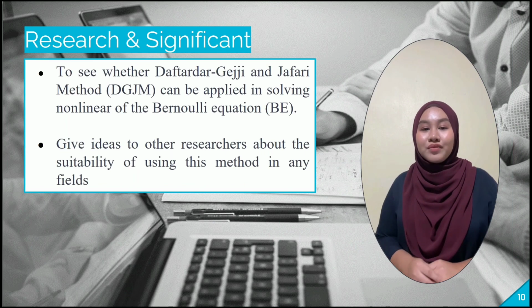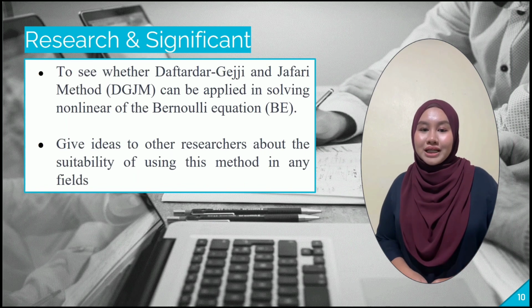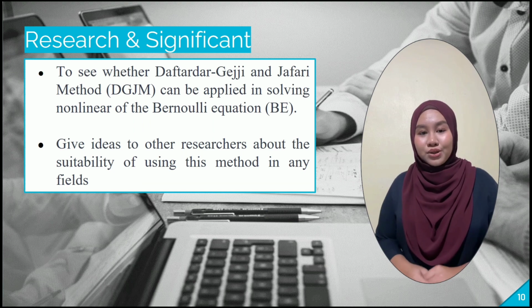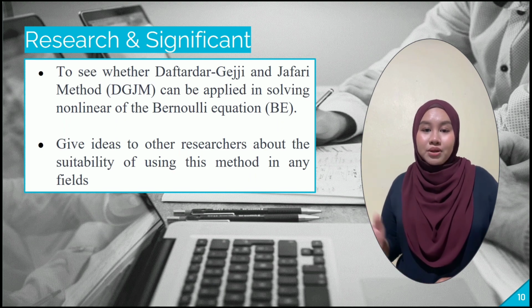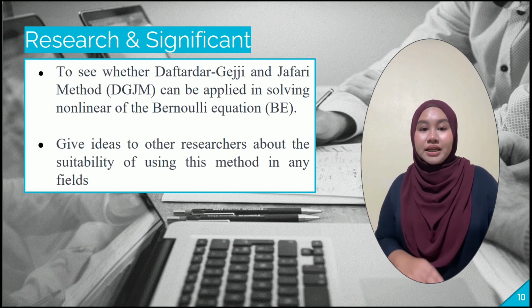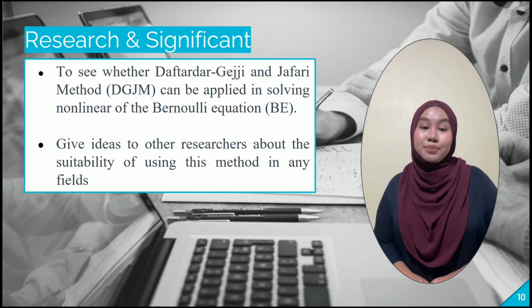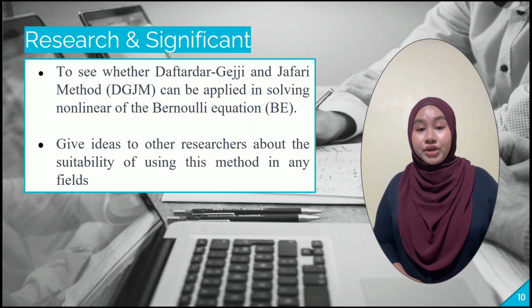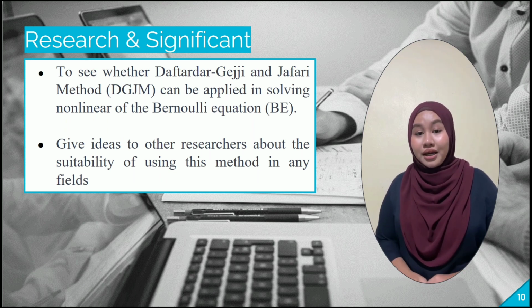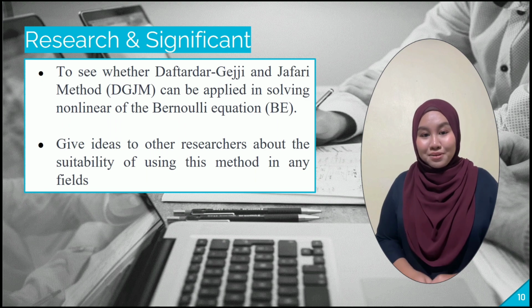The findings of this research are to see whether Daftardar Gejji and Jafari method can be applied in solving nonlinear problems of the Bernoulli equation. By doing this proposal, it could give ideas to other researchers about the suitability of using this method in any fields, not only related to the Bernoulli equations, but to other equations too. It is possible to produce new inventions regarding the other uses of Daftardar Gejji and Jafari method in other applications, since this method is simple and new.